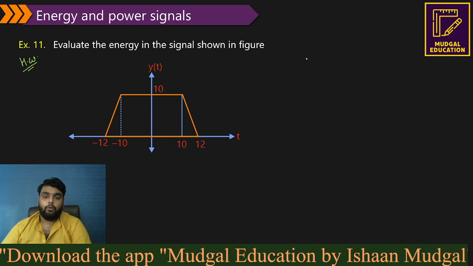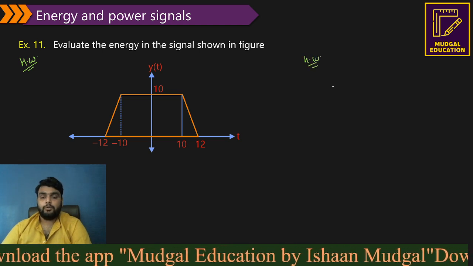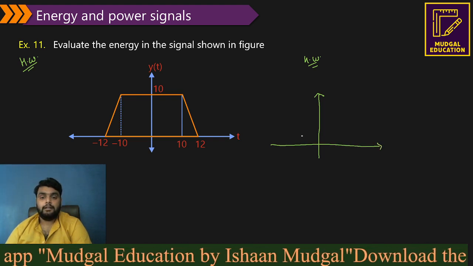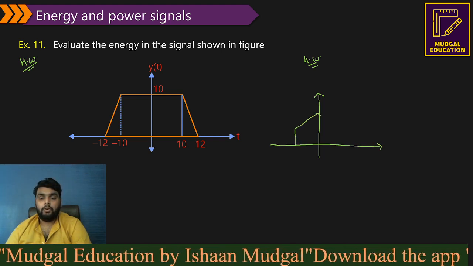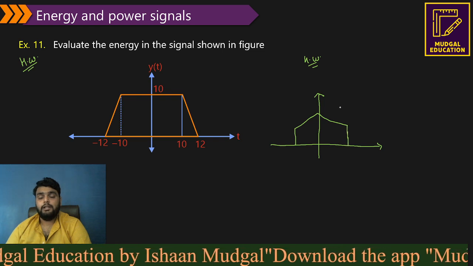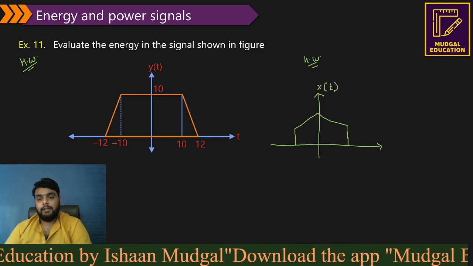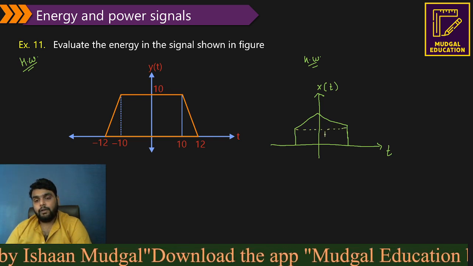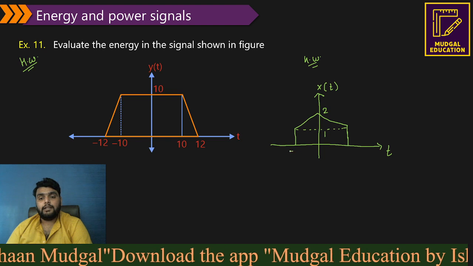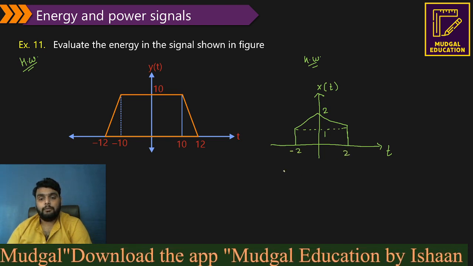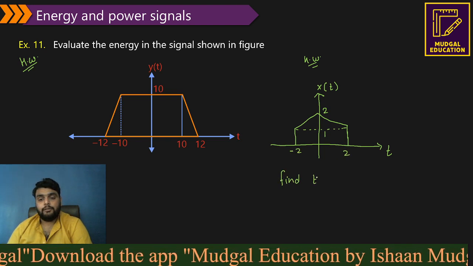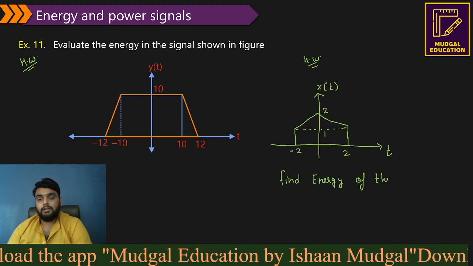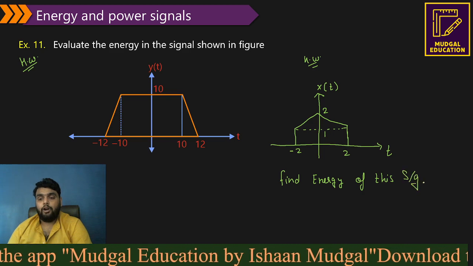Also I will give you one more question. So I'm giving you two questions here, and this question is more important. So let me give you this question. I have a signal x(t), this is t, and here this is 1, this is 2, this is minus 2 to t. Find the energy of this signal.